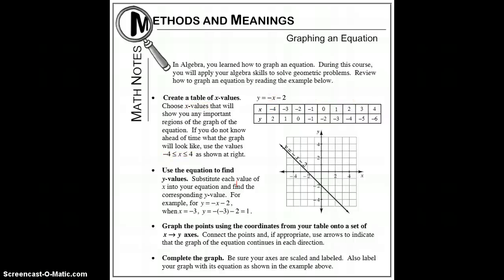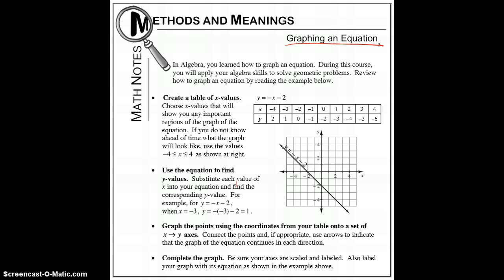In algebra, you learned how to graph an equation. During this course, during geometry, you are going to learn to apply all of those algebra skills you acquired to solve geometric problems, one of those skills being how to graph an equation. So let's review how to graph the equation.